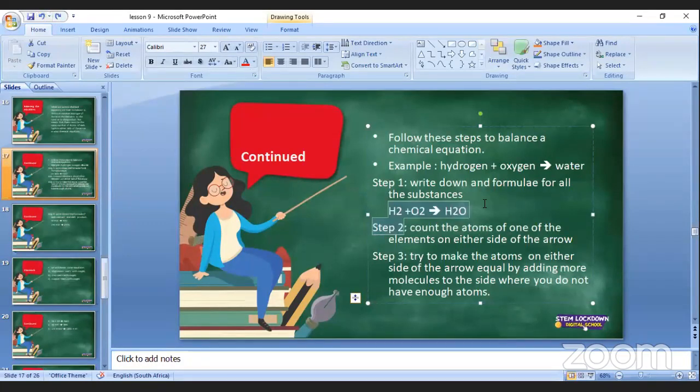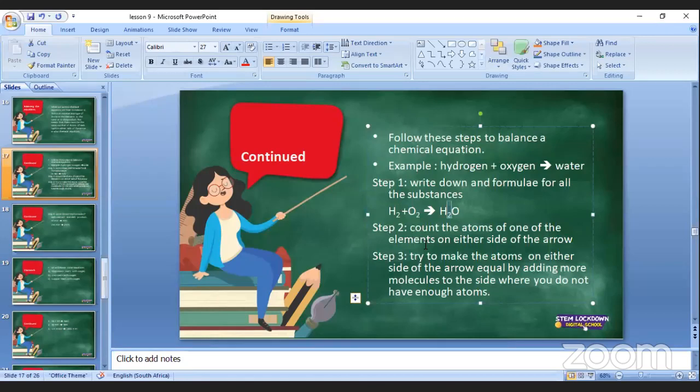Are you following, grade 9? Someone is breathing heavily. What's wrong? Is that stressing you? I'm here, I'm working with you, grade 9s. I want us to look at those steps clearly.